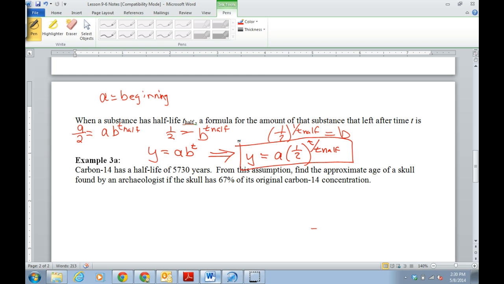T over T half? Yep, t over t half, and I am recording this. Yes. So total years for it to be all the way gone over total years for it to be half gone? Yep. Okay.